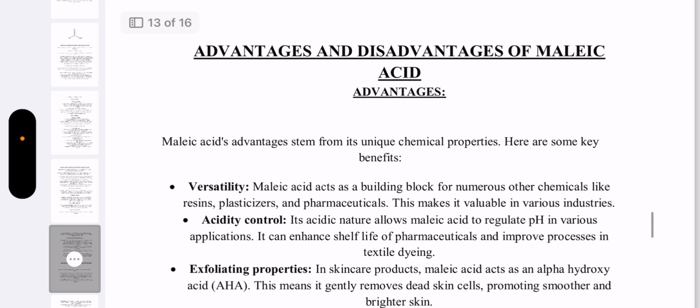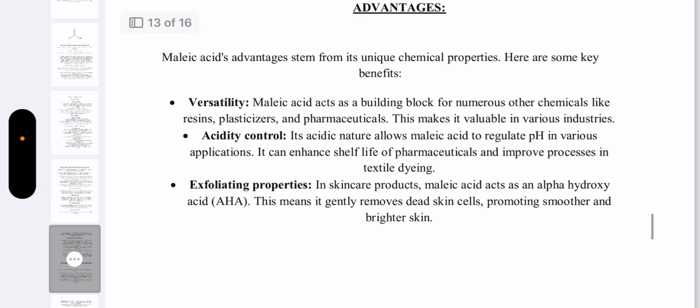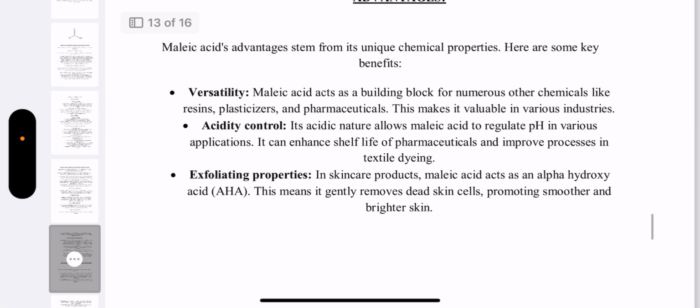Advantages and disadvantages of malic acid. Advantages: malic acid's unique chemical properties have some key benefits. Versatility: malic acid acts as a building block for numerous other chemicals like resins and pharmaceuticals, making it useful in various industries. Acidity control: its acidic nature allows malic acid to regulate pH in various applications, increase the shelf life of pharmaceuticals, and improve processes in textile dyeing and properties in skincare products.